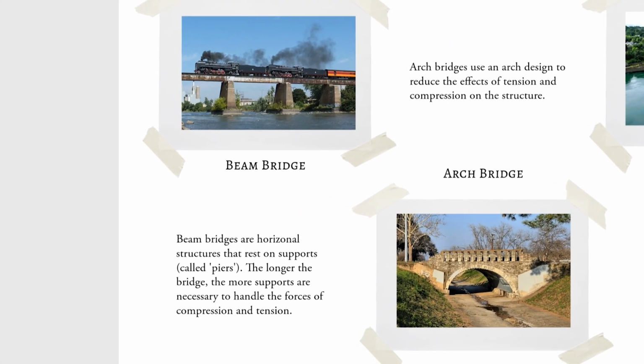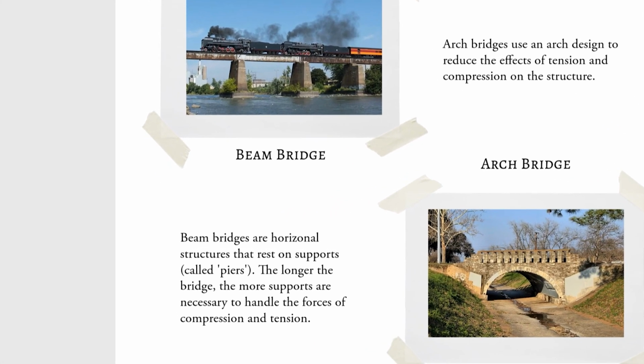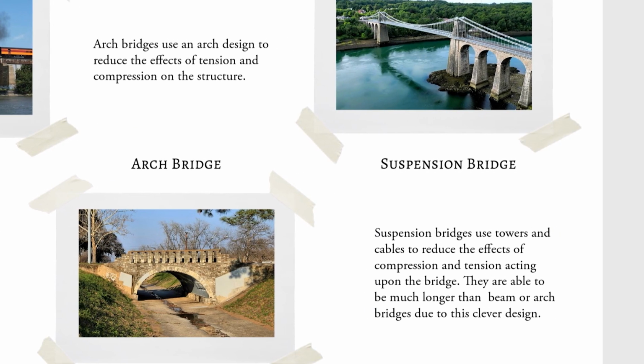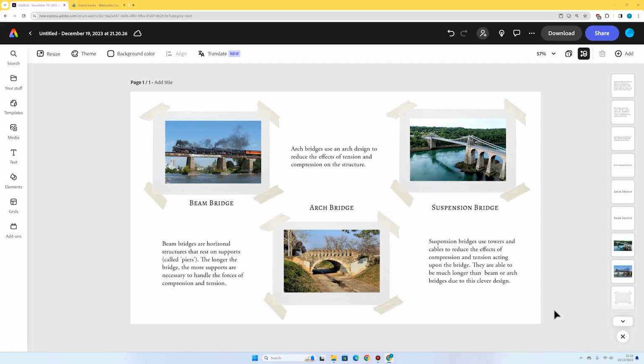So I said my beam bridges are horizontal structures that rest on supports called piers, and the longer the bridge, the more supports are necessary to handle the forces of compression and tension. And for the suspension bridge, they use towers and cables to reduce the effects of compression and tension acting upon the bridge, and they're able to be much longer than beam or arch bridges due to this clever design. So I've got my information about my 3 types of bridges.